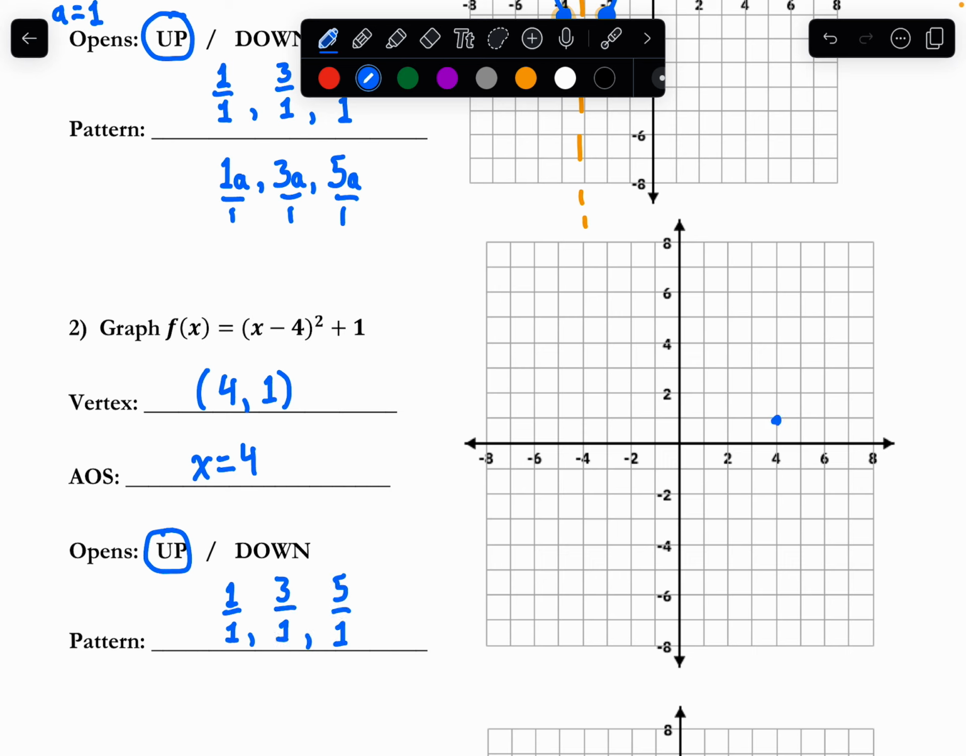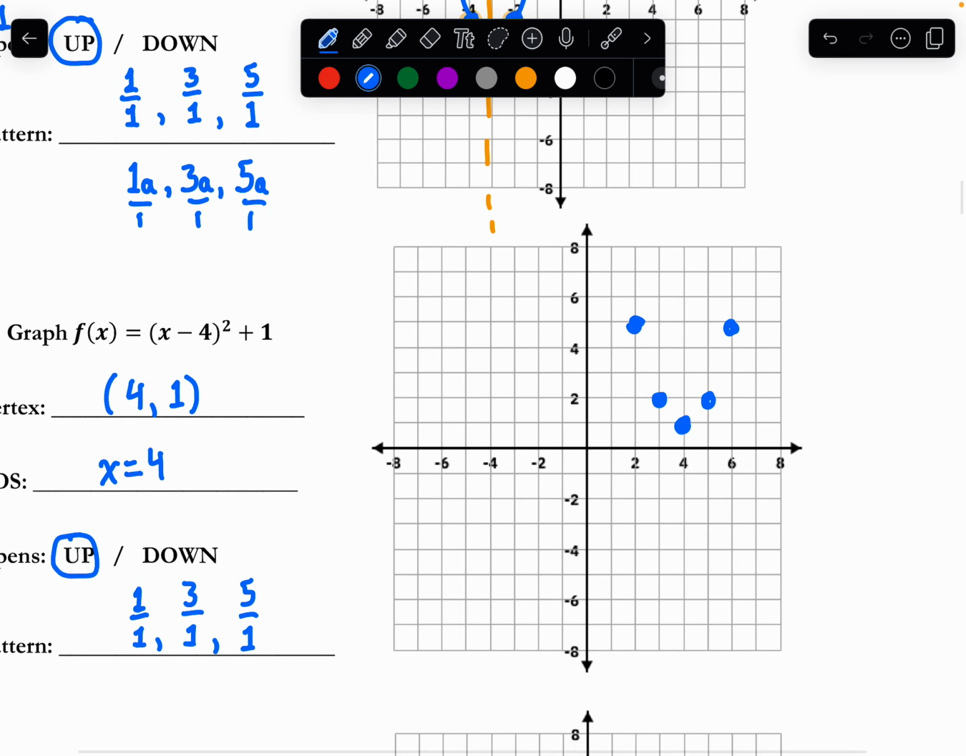So we go to 4, 1, which is right here. We want to graph as many points as we can. We are not going to get that last point. So if I try to go up 5, if you don't have that point, don't create more coordinate plane. A minimum of 5 points is great. There we go. It's going up.